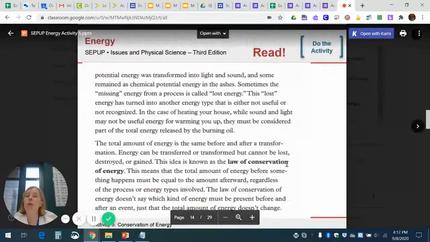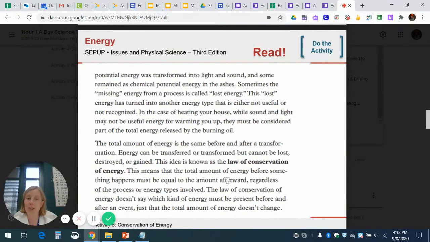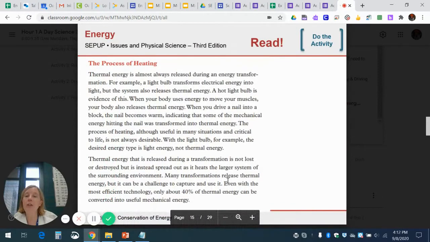So again, you want two ideas about the law of conservation of energy. The process of heating.